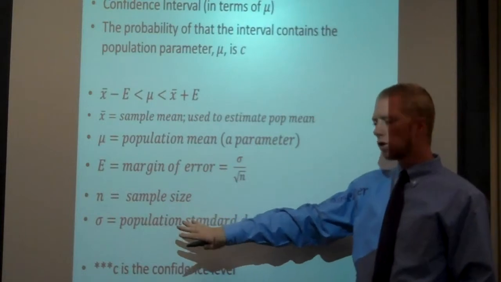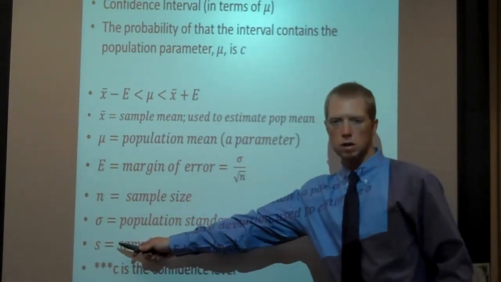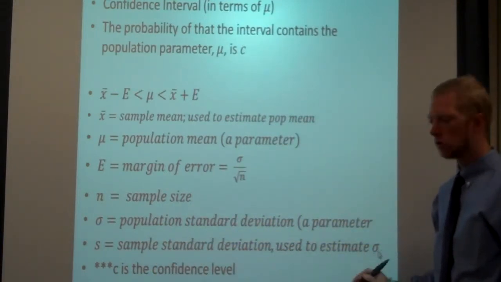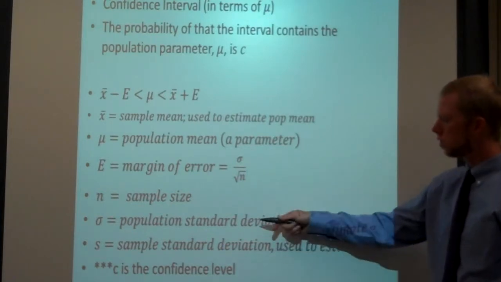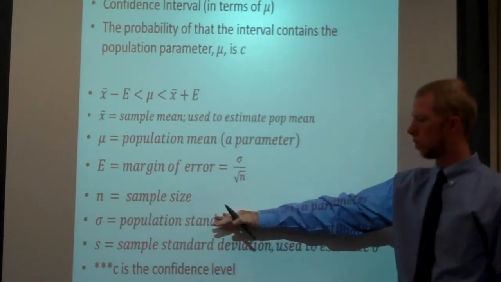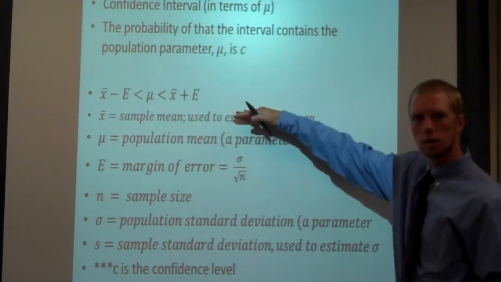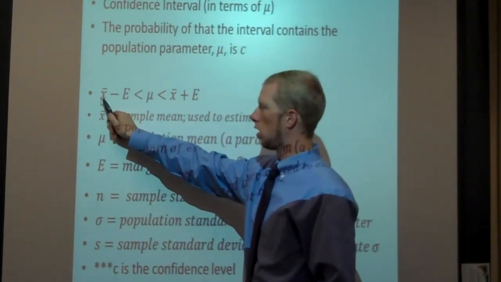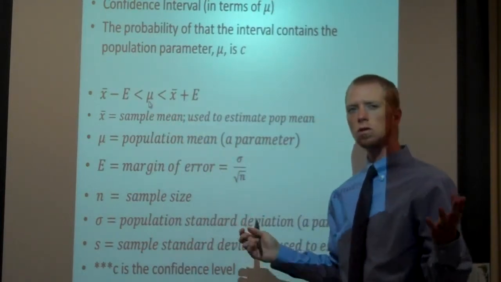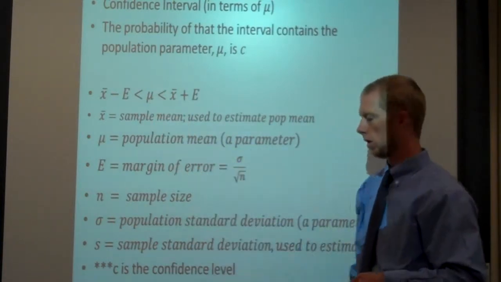Well, we actually rarely have the population standard deviation, so often we use S, the sample standard deviation, as an estimate for sigma. We'll use it to estimate sigma. Again, parameter, statistic. We're going to use our statistic to help create an interval, or a range of values, that may contain the actual population parameter.